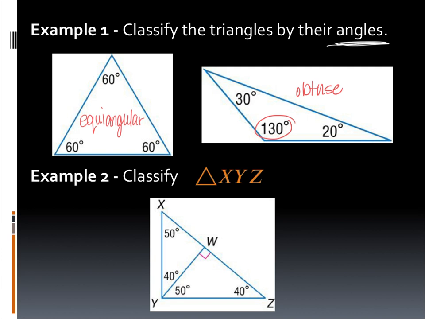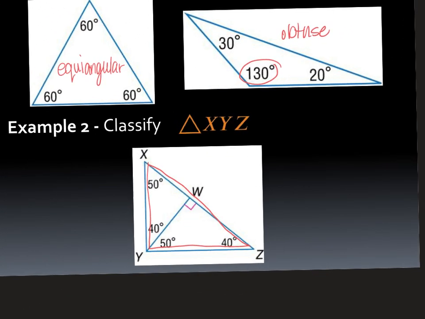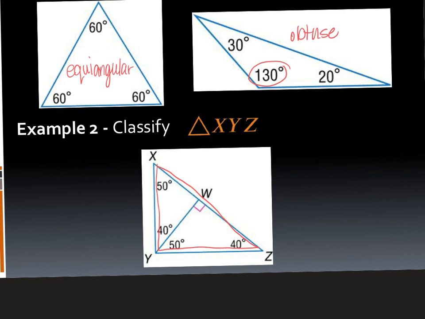In example number 2, it says classify triangle XYZ. So triangle XYZ is going to be X, Y, Z, the whole thing. Let's see here. When we look at this, we know this angle is 50, this angle is 40, but this angle right here is 50 plus 40, which makes it 90 degrees. So this would be a right triangle. All right, next.